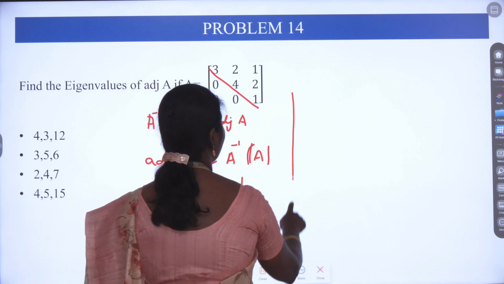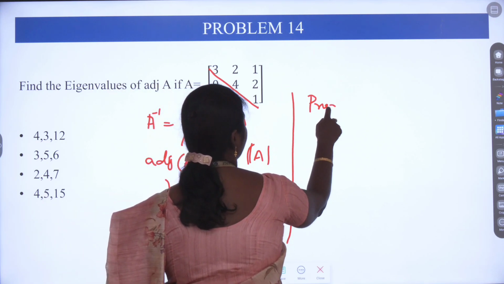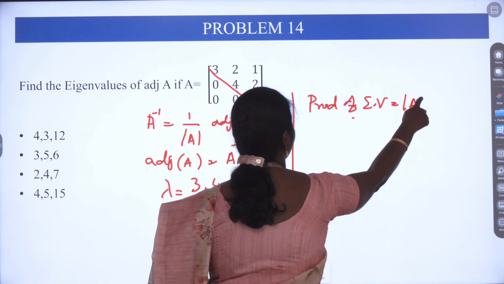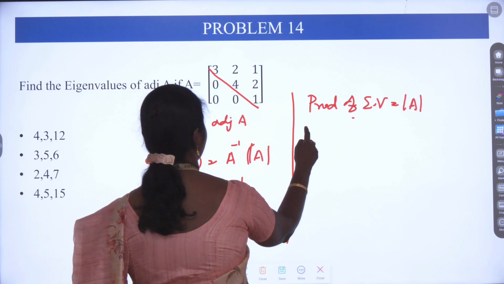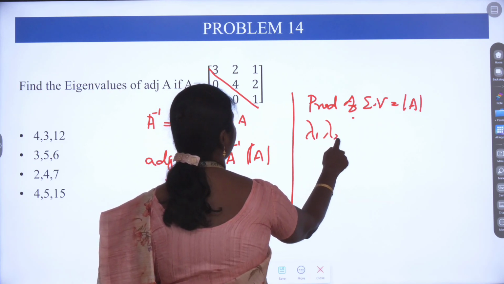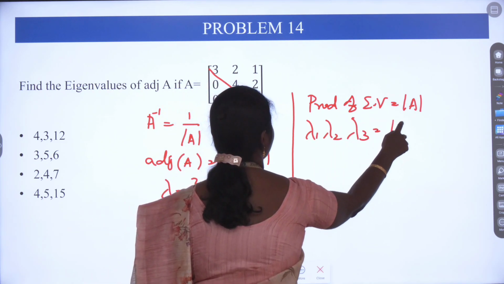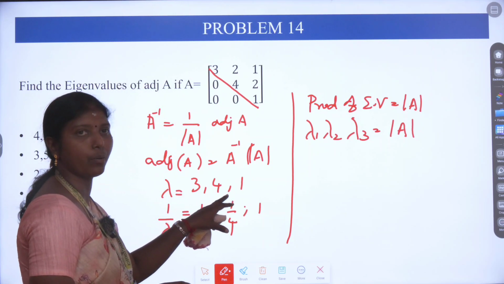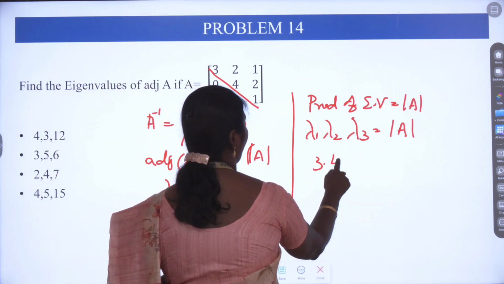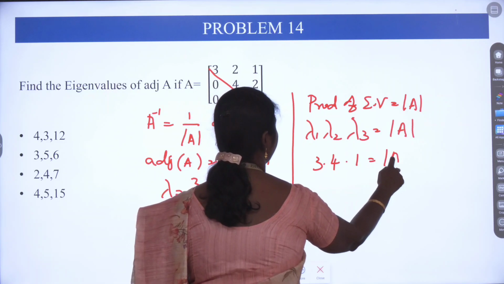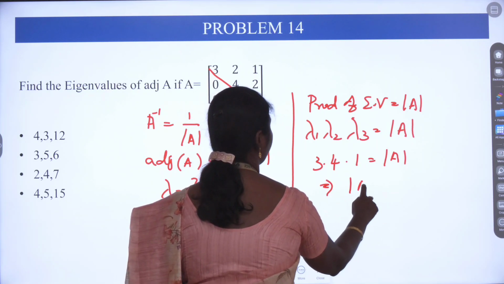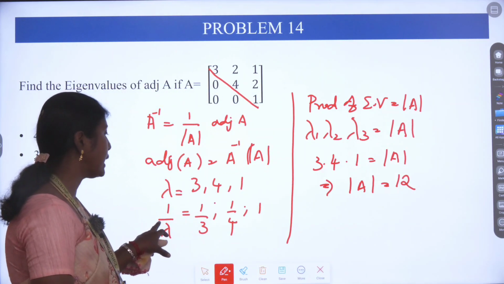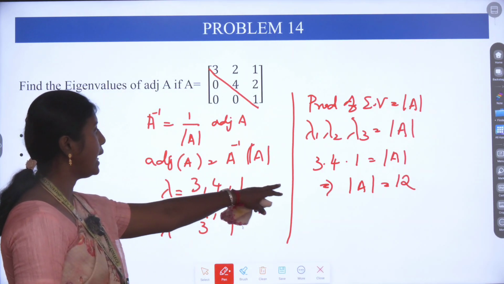Now we need to find the product of the eigenvalues. So the product of eigenvalues equals the determinant of A. So lambda 1, lambda 2, lambda 3 equal to the determinant of A. We have lambda as 3, 4 and 1 here. So 3 into 4 into 1 is equal to the determinant of A. So this implies determinant of A equal to 12. So now we found the eigenvalues of the inverse and the determinant of A.